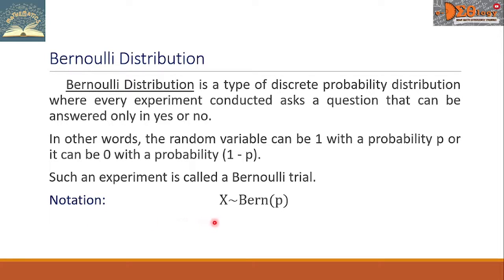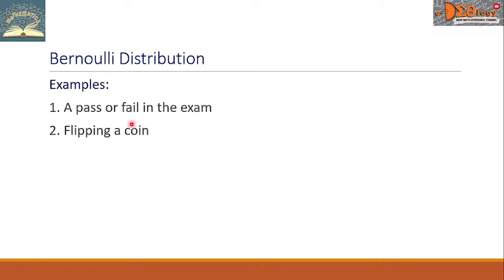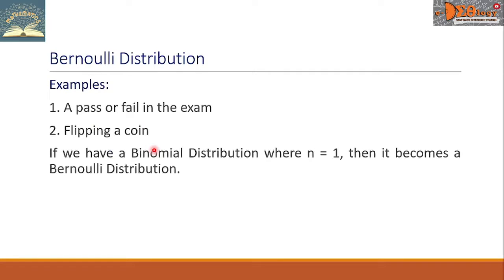For the notation, we have this variable x follows Bern of p, which means the variable x follows a Bernoulli probability, and that is p. Examples: number 1, a pass or fail in the exam. Number 2, flipping a coin. If we have a binomial distribution where n equals 1, then it becomes a Bernoulli distribution.